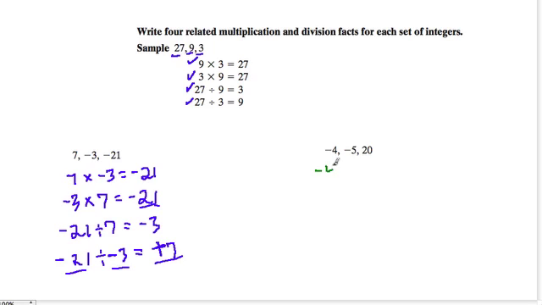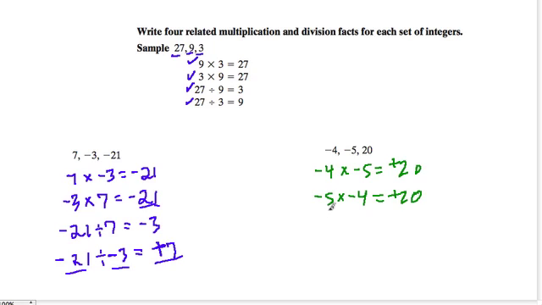Now here we have negative 4, negative 5, and 20, so I'm going to write down, it first pops up to me that negative 4 times negative 5 is positive 20. And that might be something that you're not comfortable with yet, but a negative times a negative is a positive, and we have other videos talking about why that might make sense. But if that's true, so is negative 5 times negative 4. That's also positive 20.